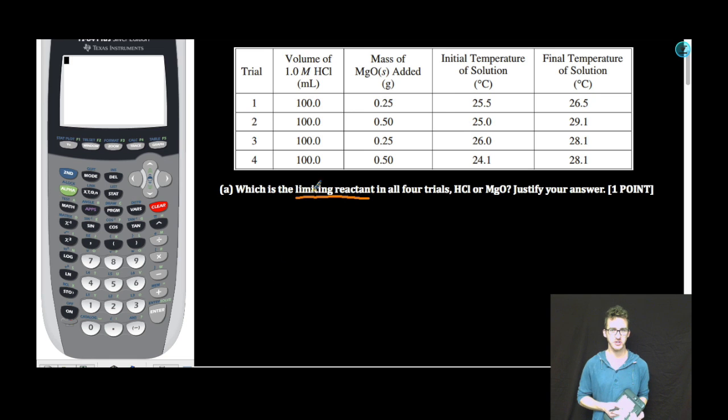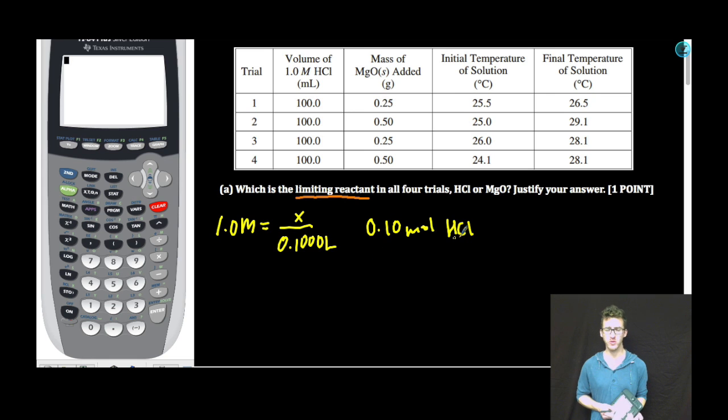First, let's start with the hydrochloric acid. We have the same amount in each of the trials, so it doesn't really matter here. I'm going to use my molarity equation to convert to moles of HCl. Easy enough. Don't even need a calculator here. We're using 0.10 moles HCl.